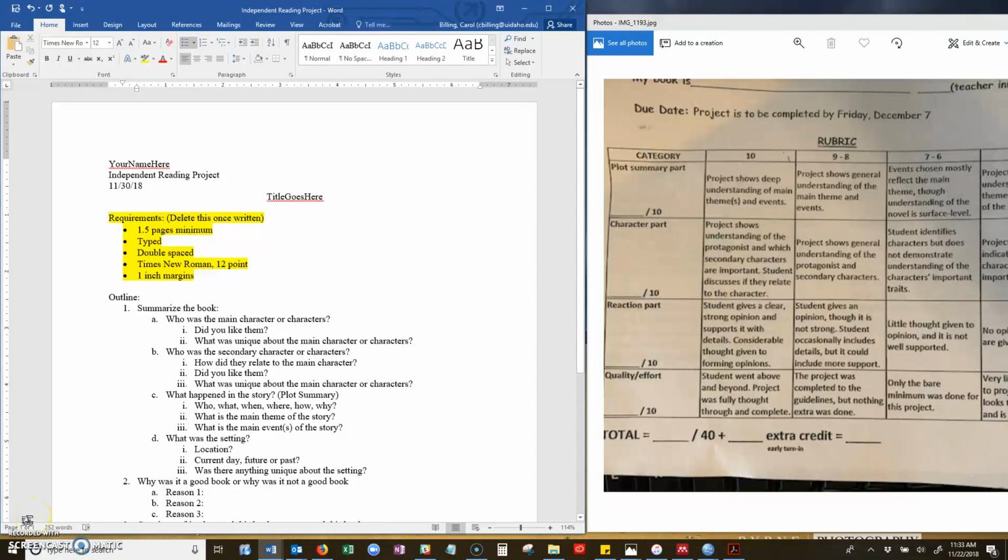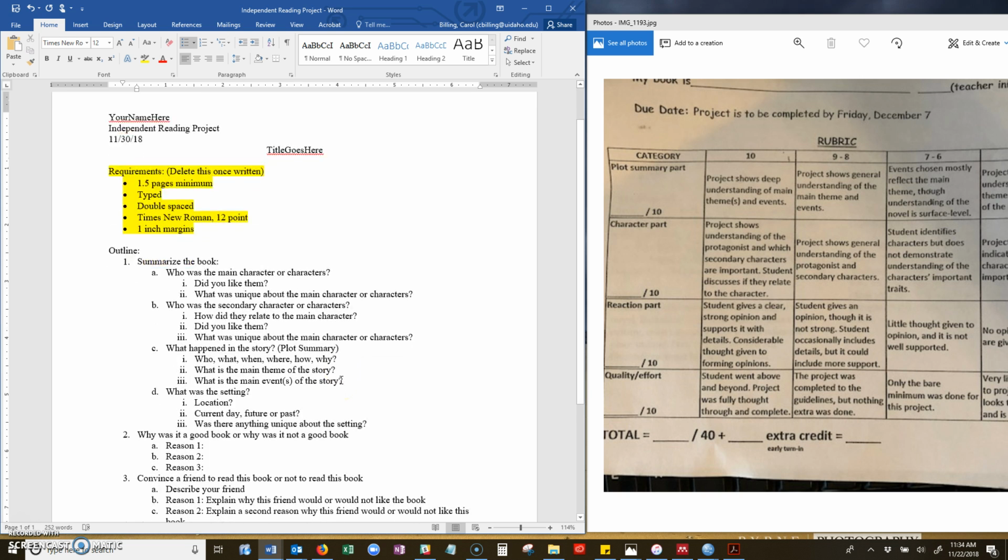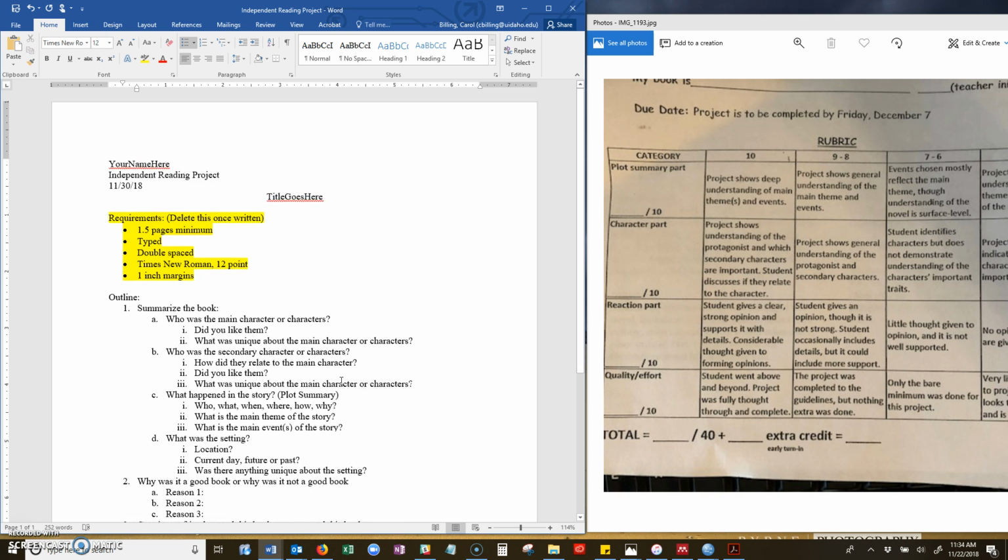Hey everybody, if you're going to do the book report choice for the independent reading project, this might be helpful. I'm going to show you how I set up a template, and this is what my boys are going to start with to develop their book report, which has to be at least a page and a half. So if you want to use this too, let me show you how I set it up.